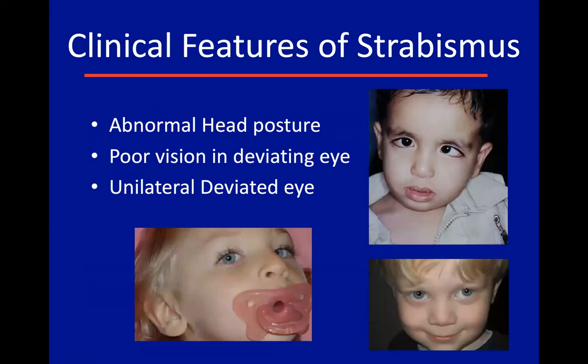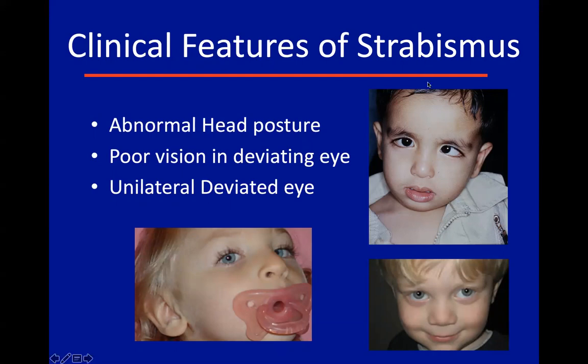What are the clinical features of strabismus? So someone that has strabismus, you can see this patient here. This is in the middle. This eye, the corneal light reflex is going towards the limbus. Unfortunately, what do you see in this patient? They have an abnormal head position. Can you see that? Here's an abnormal head position.